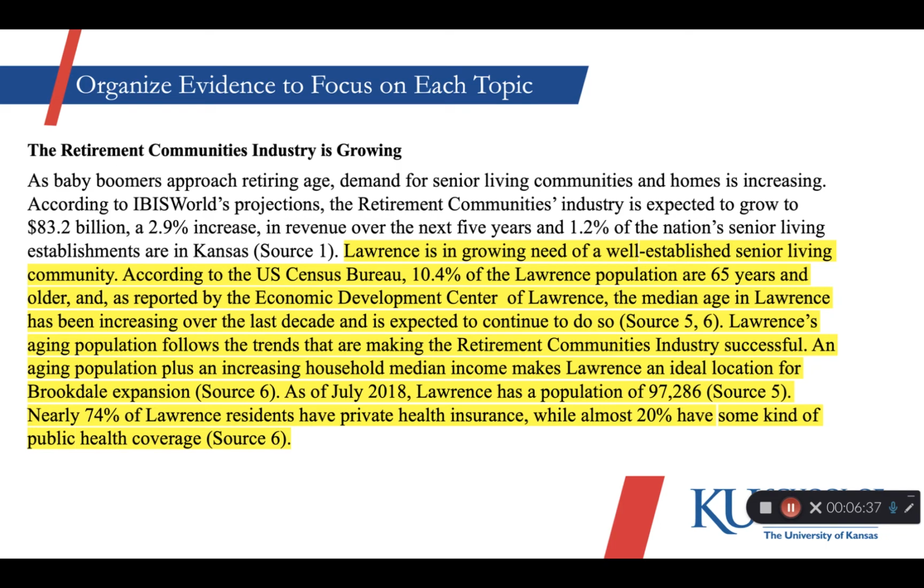Organize your proposal so that all information in each section relates to the topic for that section. This paragraph starts out with information about the industry, but the highlighted text discusses the Lawrence population. All information in this section should be about the industry and consumer trends. Move the Lawrence population information to the next section. Look back to the Library Research Guide if you need to find additional evidence about a topic.